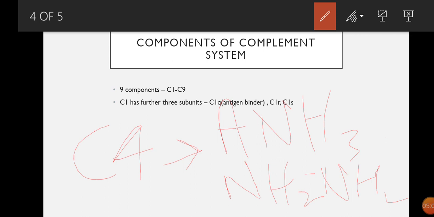Then C5, C6, C7, C8 and C9 all constitute the MAC. Now what is MAC? MAC stands for membrane attack complex. We will discuss it in detail. These are required for the final show, and the final show will be discussed in the remaining parts of the complement system.